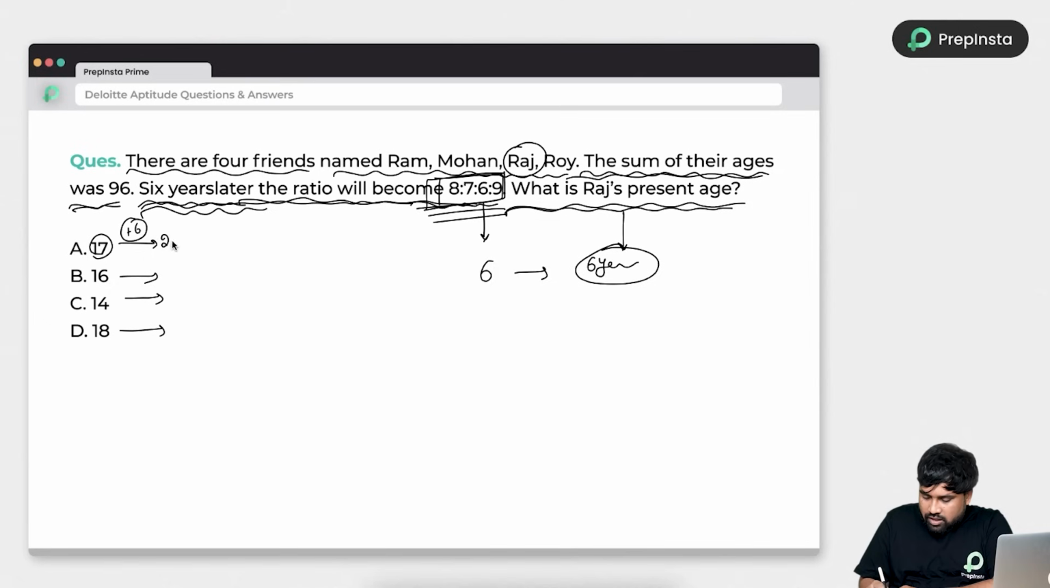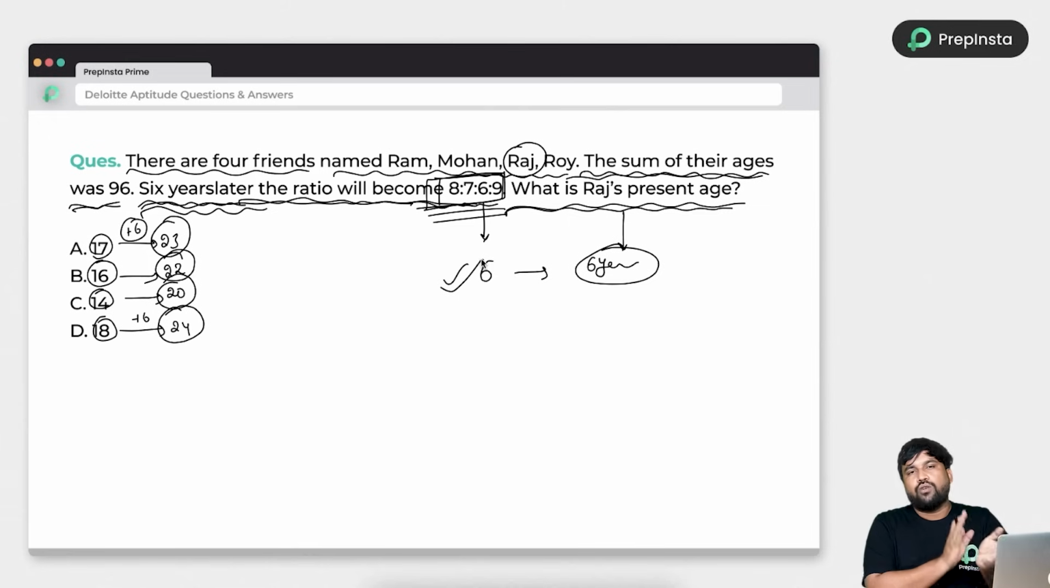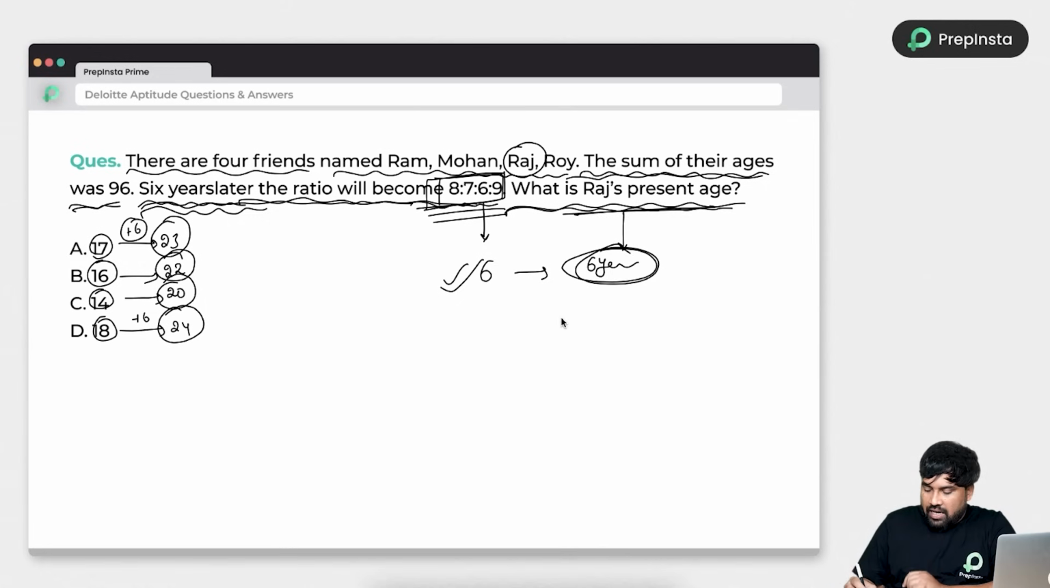17 plus 6, the answer is 23. 16 plus 6, the answer is 22. 14 plus 6, the answer is 20. 18 plus 6, the answer is simply 24. See, the number which is a multiple of 6 is your answer. See how logically we are doing the problems. It's not about doing the problem. It's about how we are doing the problem in the examination. So, I don't know the present age, but I added 6 years so that after 6 years, the ratio must be this, which is 8 is to 7 is to 6 is to 9.